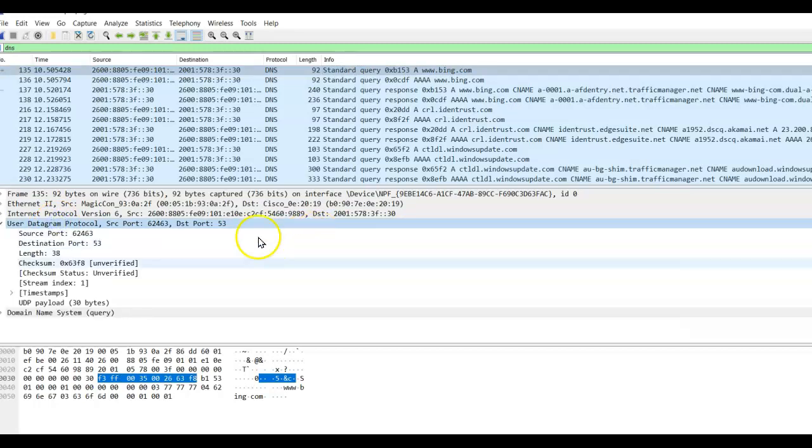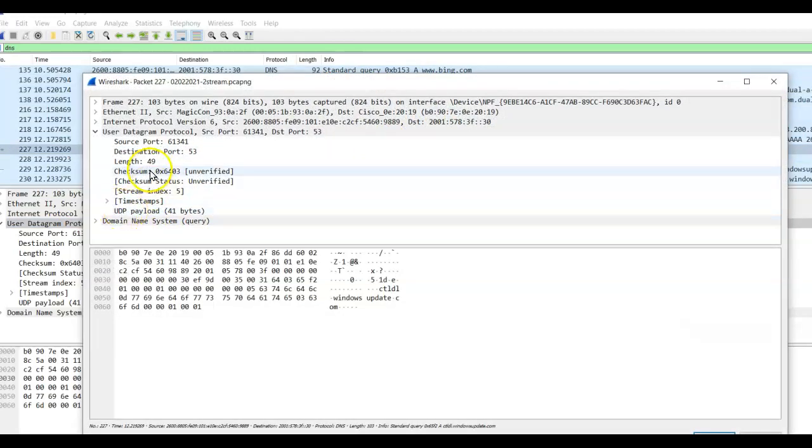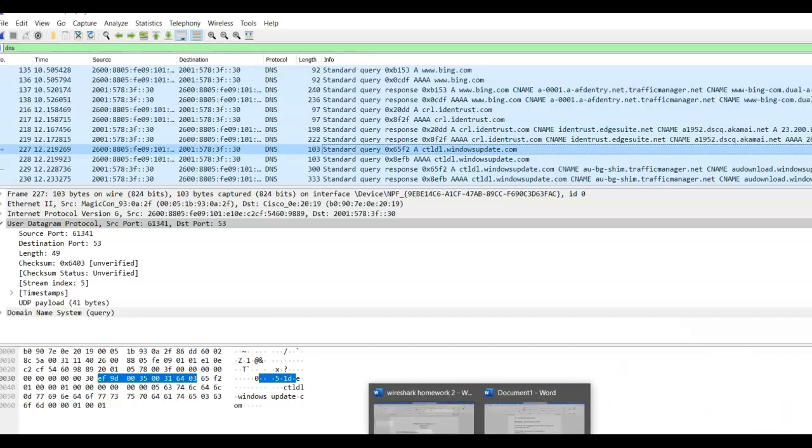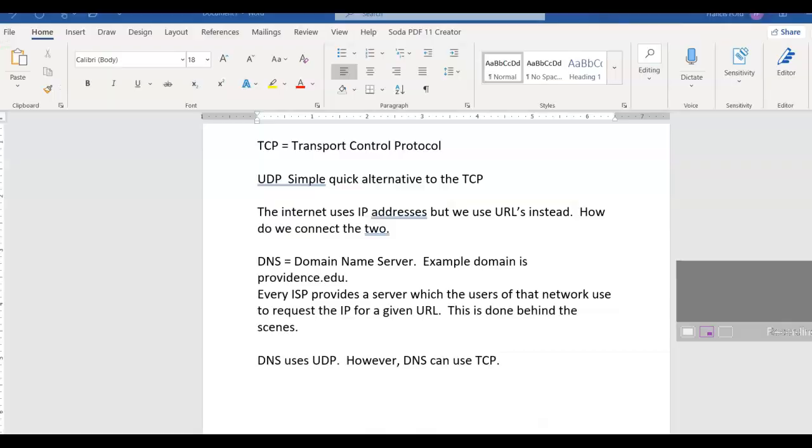And if you look in here, there's a destination port of 53. In fact, if you look at any one of the queries I sent, you'll find the same 53. That's because many of the applications have a well-known port number. So let me get that right here.